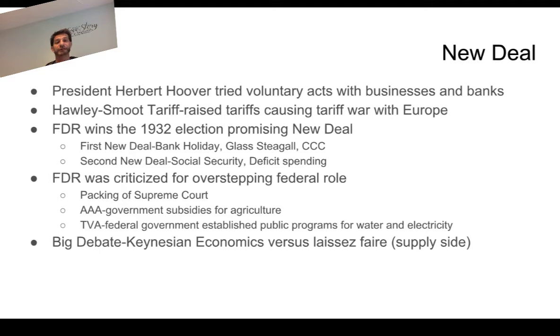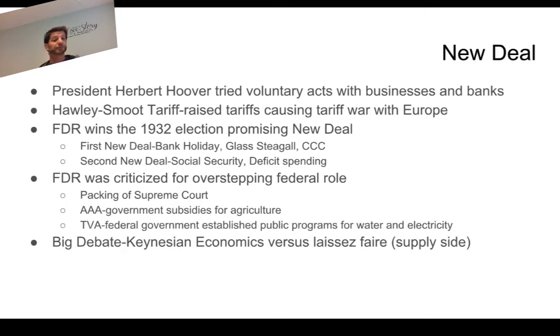Then on top of all that, he saw that there was an imbalanced budget, and so he had the Congress raise what was called the Hawley-Smoot tariff, which raised tariffs on agricultural goods. He was hoping that would protect agriculture and raise enough money in order to pay off our imbalance. Instead, it caused a major tariff war with Europe.